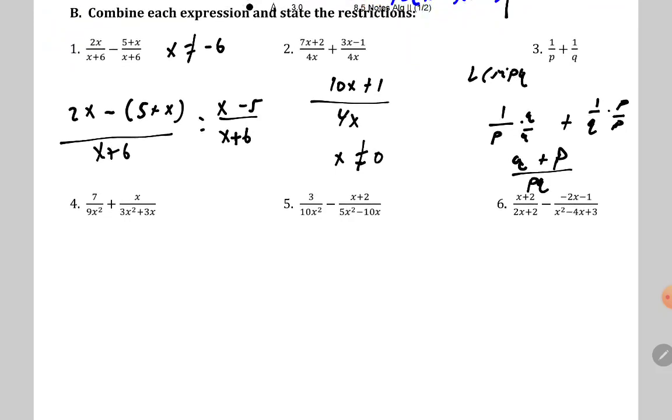Number 4. Alright. Our denominator, 7 over 9x squared. So let's look at the denominators again and find the lowest common multiple. We have 9x squared, and we have 3x squared plus 3x. This factors down into 3x times x plus 3. Okay.